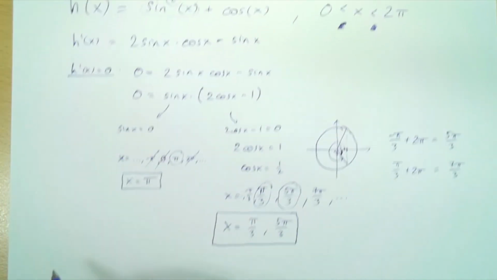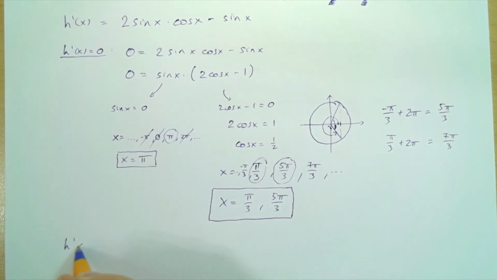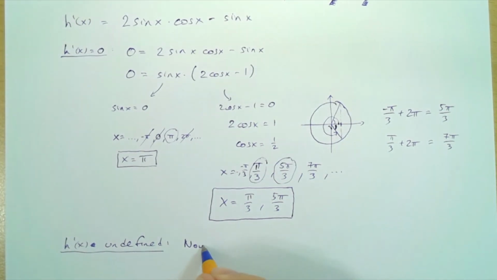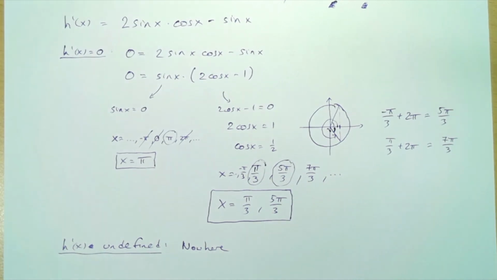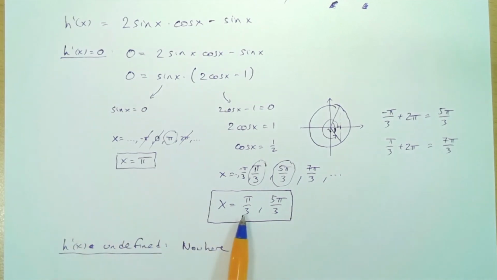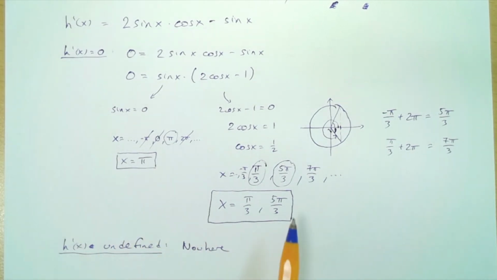Are there any places where h prime of x is undefined? And the answer is no. Nowhere. Sine x is defined everywhere, cosine x is defined everywhere, there's no division by 0, there's no square root, tangent is not involved, so there's never going to be a place where h prime of x is undefined. So we've got our three answers: x equals pi over 3, pi, 5 pi over 3.